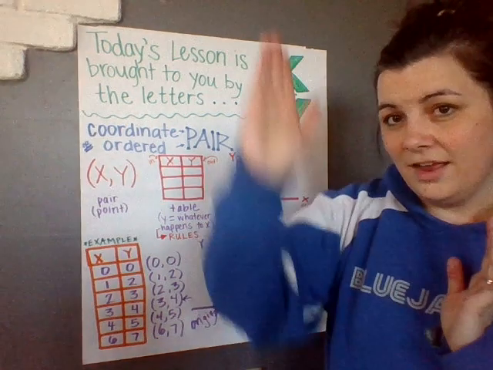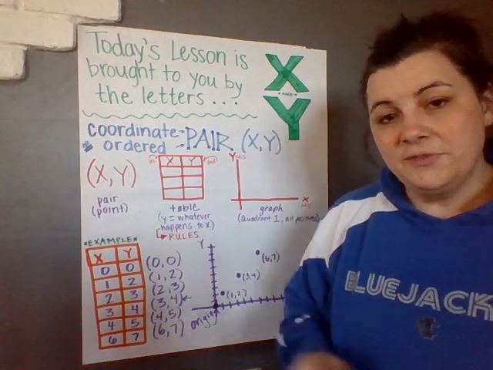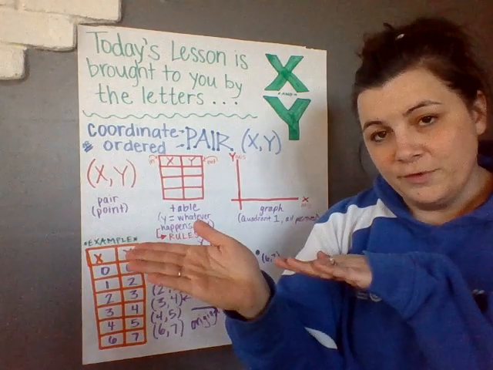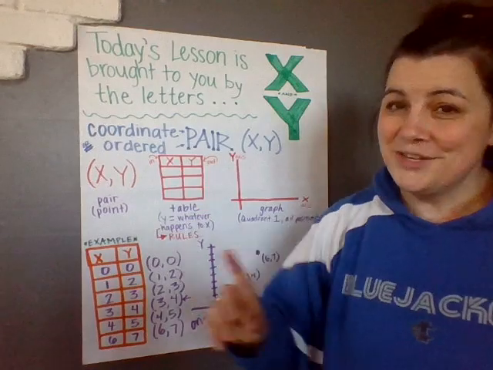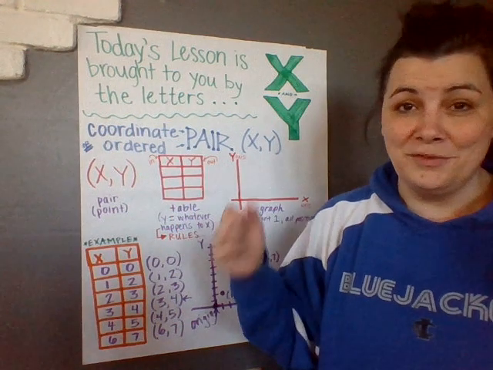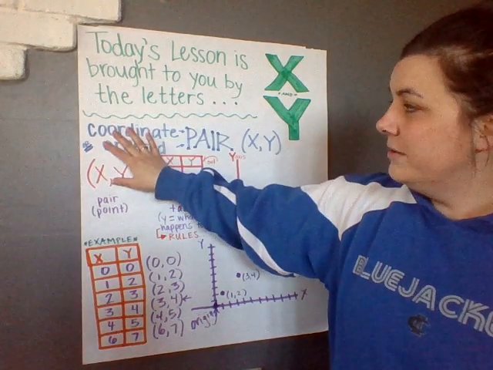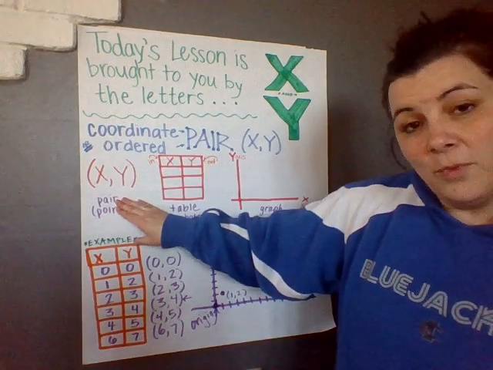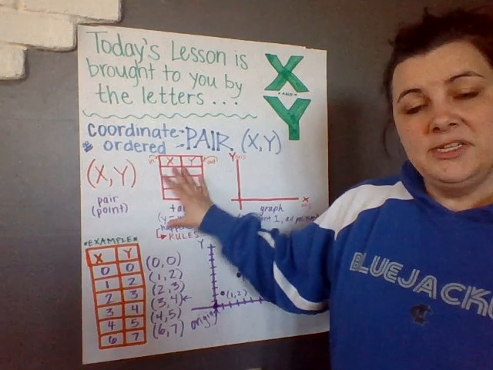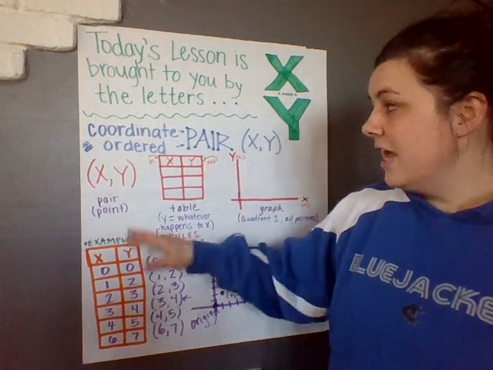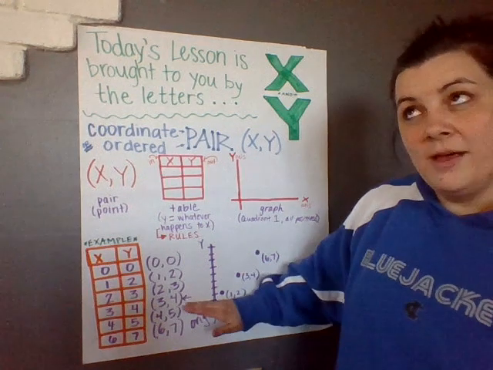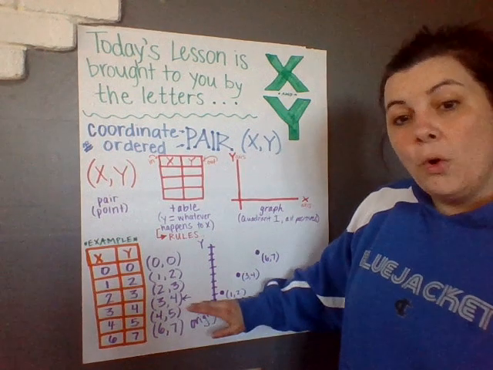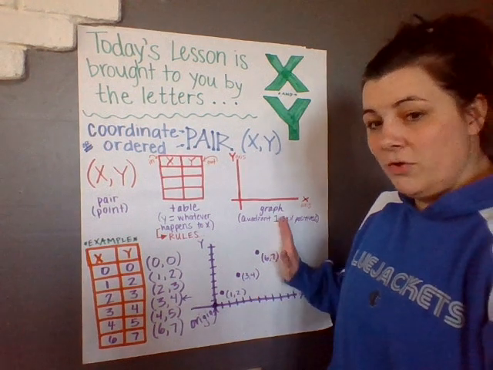Over is the X, up is the Y. X comes first in the alphabet, so we go over first. We go up second. Over, up, X, Y. Very silly, but you'll never forget. So our coordinate or ordered pairs, X, Y, they create tables, they create graphs. The X comes first. The X is on the horizontal axis. You go over first, then you go up.